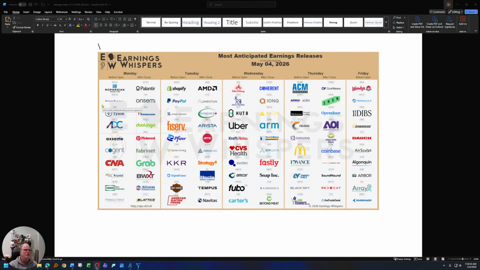As far as earnings this week, we have Palantir after the close today. Pinterest. AMD is going to be a big one tomorrow after the close. Before the market, you've got PayPal.